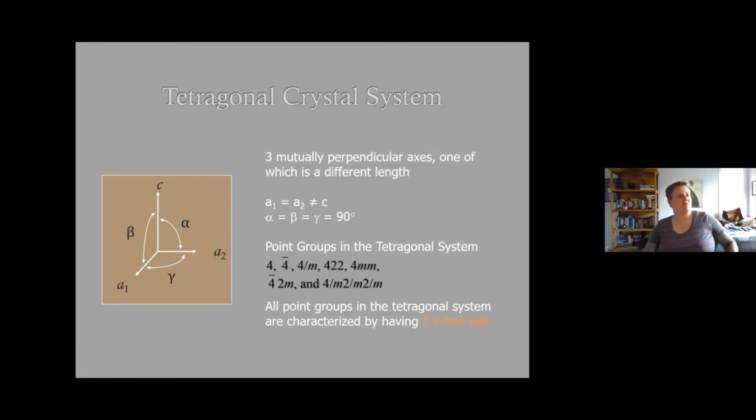So there's lots of different point groups in the tetragonal system: 4 bar, 4 over m, 4 2 2. The highest one is 4 over m, 2 over m, 2 over m, which means it's 4-fold over a mirror, 2-fold over a mirror, and 2-fold over a mirror. So this crystal system itself is characterized by having a 4-fold axis, and that 4-fold axis is going to be down the C axis. So if you look down the length of any tetragonal crystal, it's going to be a 4-fold axis down there.